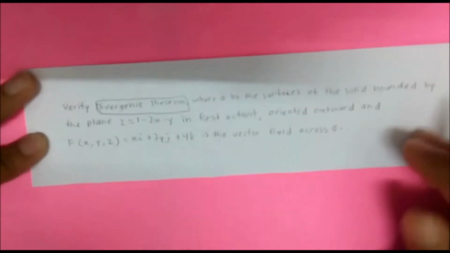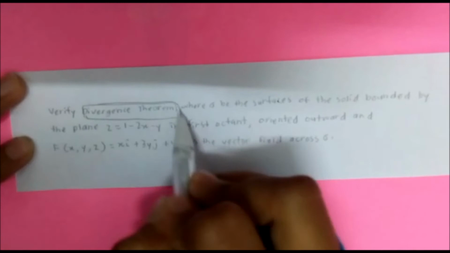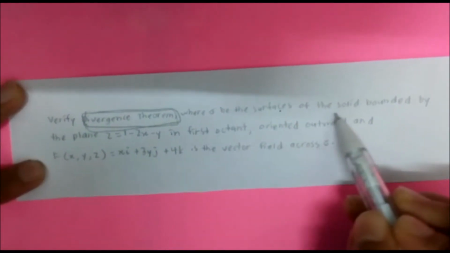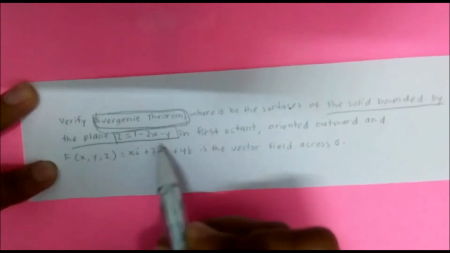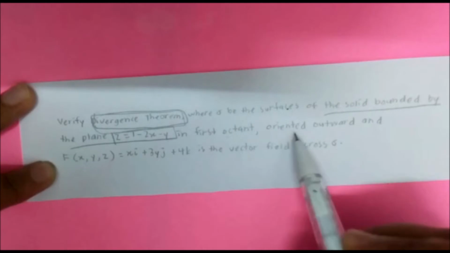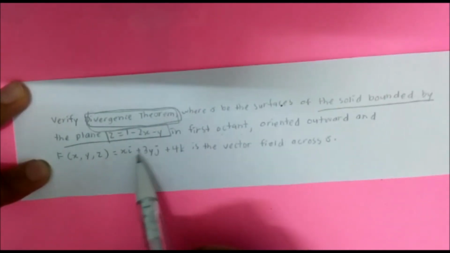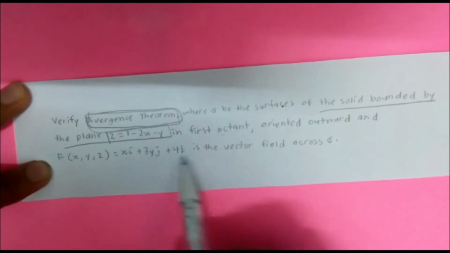Hello, today I want to explain about the divergence theorem. This is an example of the question, which says that the solid bounded by the plane, this is the equation, in the first octant and oriented outward by F equals x i plus 3y j plus 4 k.